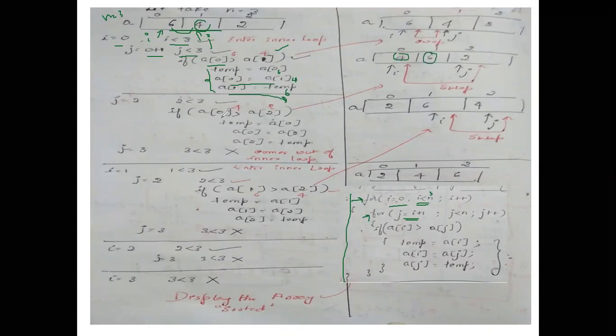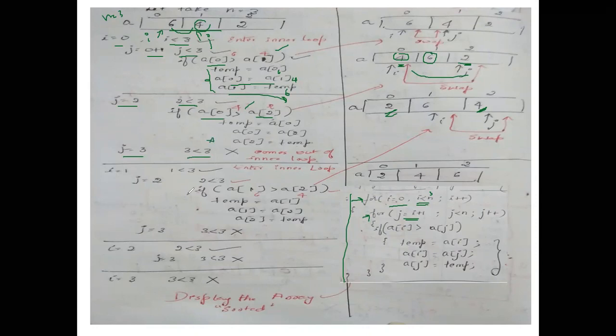Next, again increment the value of j. j is less than 3. Yes, condition is true. Compare A of 0, that is now 4, with A of 2. A of 2 is what? 2. So 4 will be compared with 2. 4 is greater than 2. Yes, condition is true. Swap these two elements. So when you swap these two elements, 2 will come here and 4 will come here. Next, increment the value of j. 3 is less than 3, condition fails.